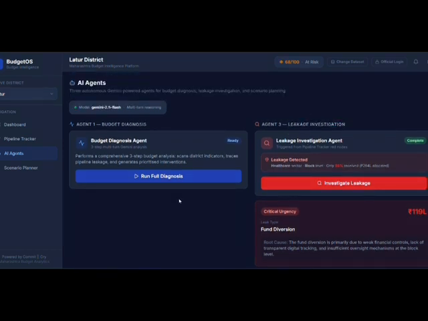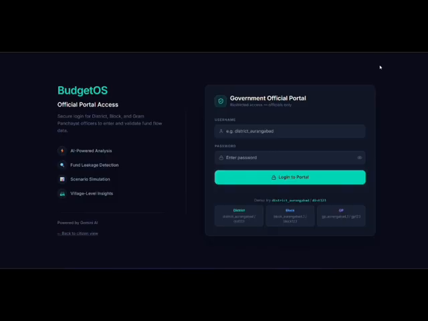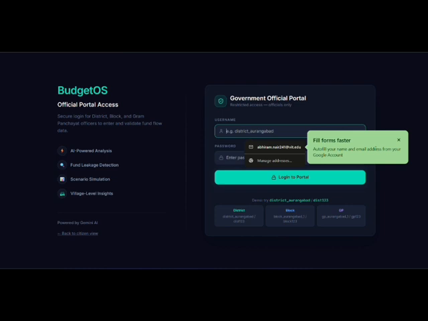Now let me show you something powerful. BudgetOS isn't just for viewing data. Government officials can log in and enter the real fund flow data. I'm logging in as a district officer for Latur now.